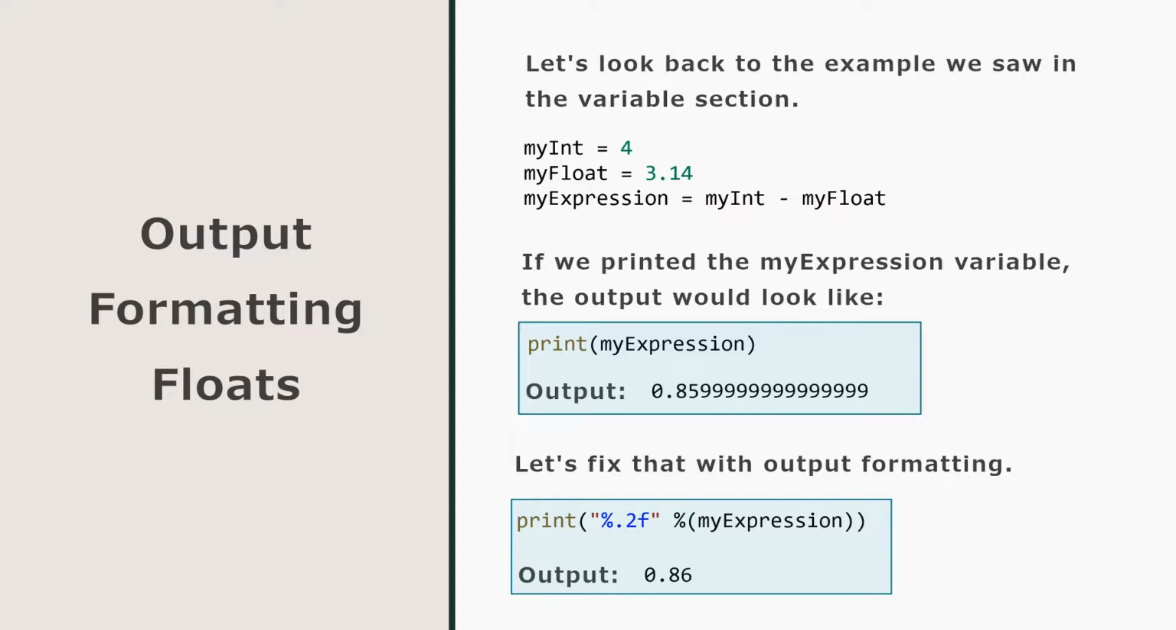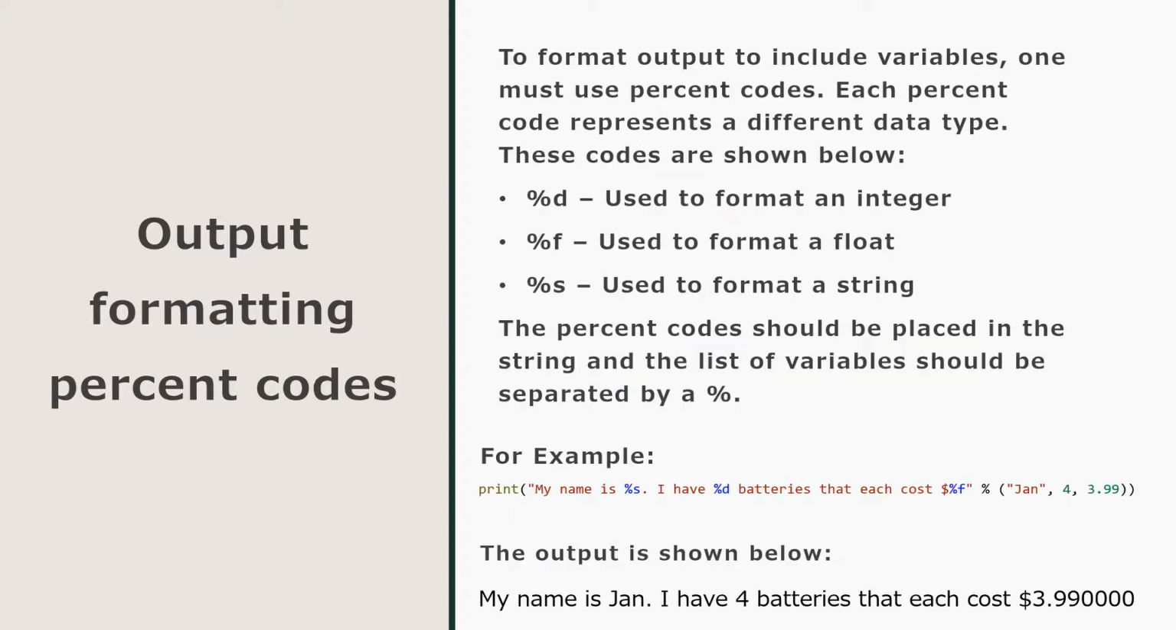If we said percent 0.1, we get 1 decimal. Right now we're doing 2 decimals, so we do percent 0.2F, and that gives us 0.86, which is what we expect. And this will allow you to ensure that only a certain number of decimals are printed out. If you go back a slide, in this case, it would have been smart to do percent 0.2F to ensure that since this is a monetary value, only 2 decimals are printed out.